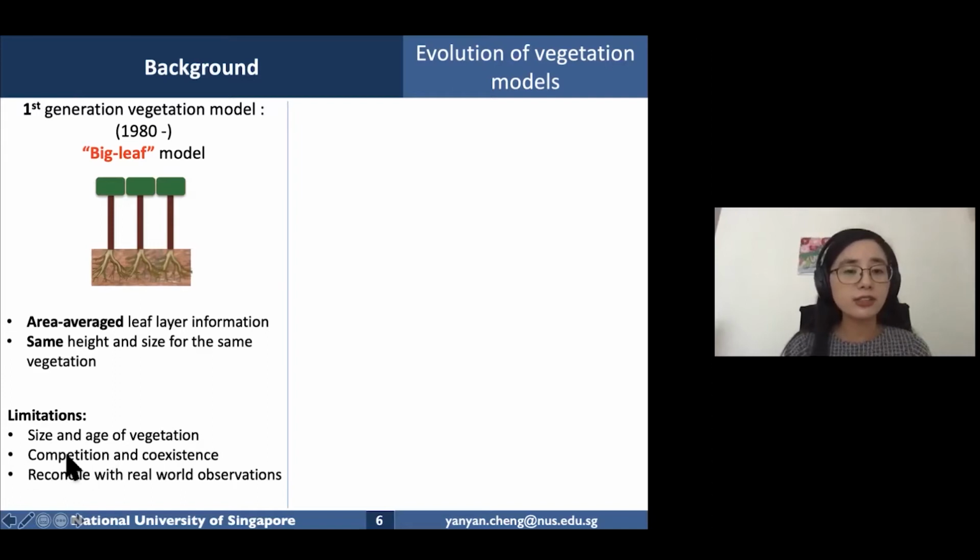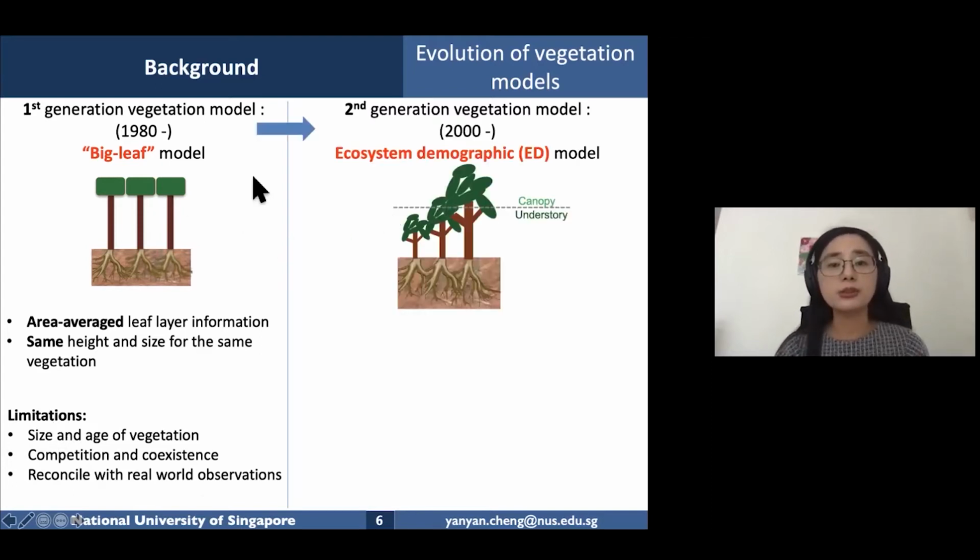And different vegetations in the real world actually compete with each other. They either survive together or they exclude each other. This model also couldn't simulate these kinds of processes. So the simulation results are very difficult to compare to real-world observations. And in order to overcome these limitations, the community started to develop the second generation of vegetation models, the so-called ecosystem demography model, also called the ED model.